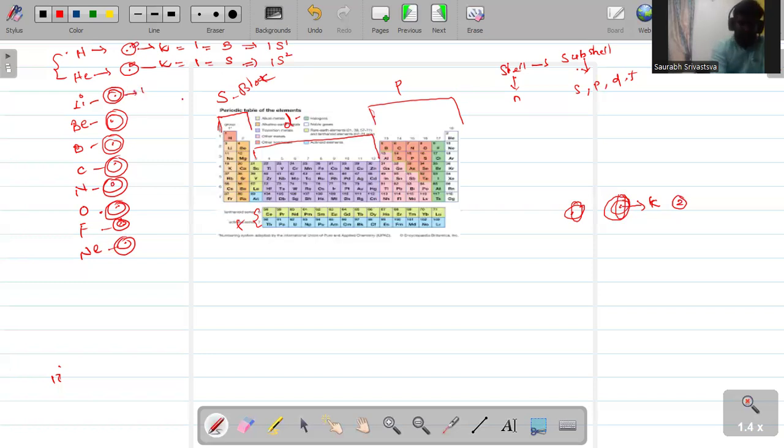Next, lithium. Lithium has 2 shells. One is the K shell, whose numerical value is 1, so 1s. The L shell's numerical value is 2. Second shell means 2 subshells should be there, and the second subshell is called the 2p subshell. First subshell S subshell, second subshell P subshell. Now the atomic number of lithium is 3, so we have 3 electrons.